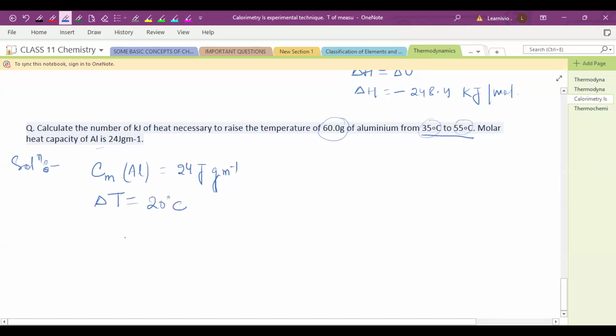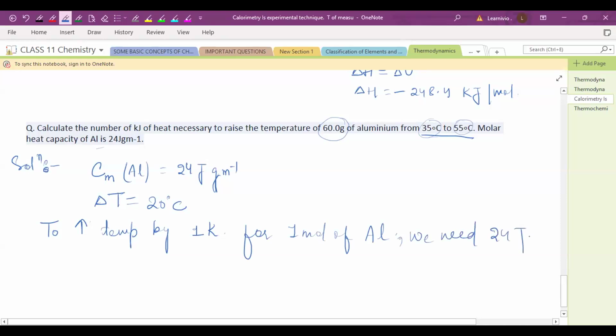Okay, and now see, to increase the temperature by 1 Kelvin for 1 mole of aluminium, we need 24 joule. So basically, we have decoded the definition of molar heat capacity.